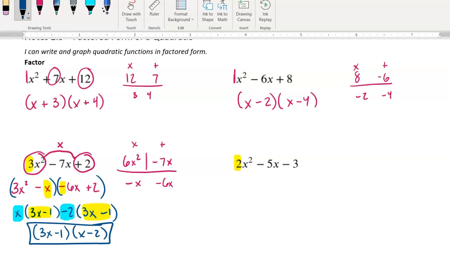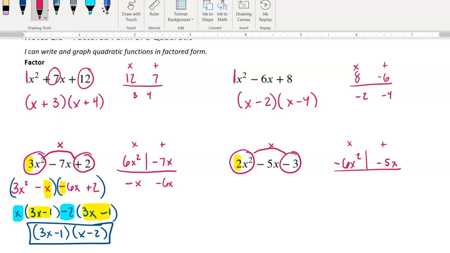So now, remember what we do next is we circle the first and last term, and we multiply those together. So this would be negative 6x squared. And then also write down the middle term, negative 5x. So we're trying to find two numbers that multiply together to be negative 6x squared, that add together to be negative 5x.